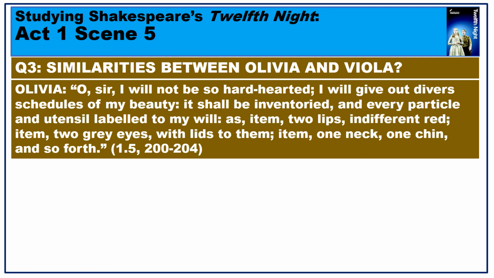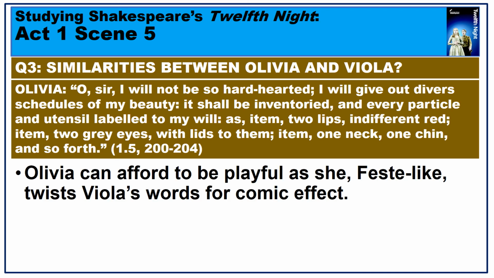She suggests that she will create a detailed bullet point list of her beauty so that it survives in print, at least. The brutal dissecting of her beauty into small, ordinary body parts, such as "item, two grey eyes with lids to them," is comic and amusingly satirical. It is another light-hearted moment of Olivia not taking herself too seriously, also seen in her response to Feste proving her foolishness. Poor Viola can't afford to adopt a glib approach to life.